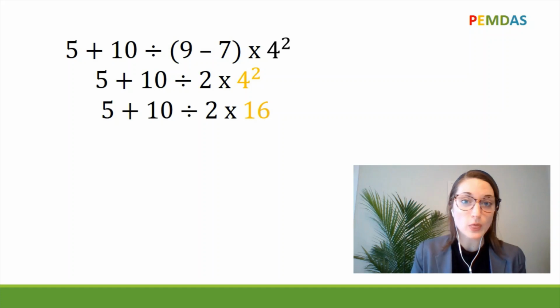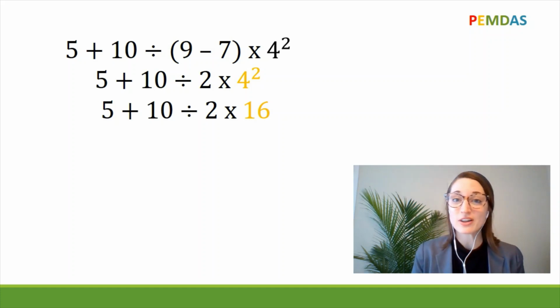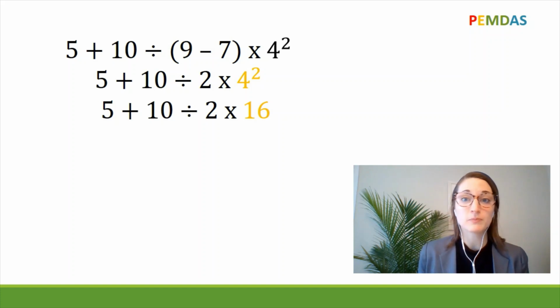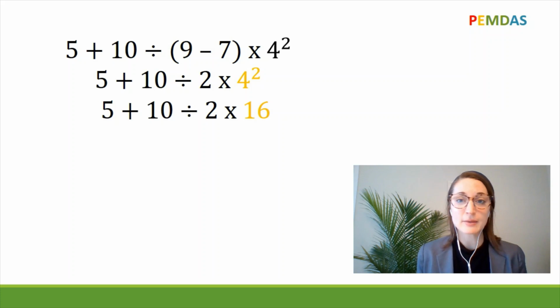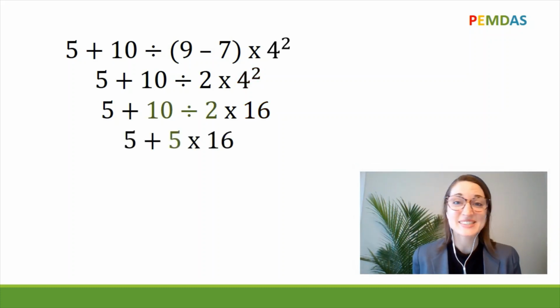Since we finished all the parentheses, we're now going to move on to the exponents. Again, I'll rewrite the whole problem. 5 plus 10 divided by 2 times, okay, let's put the answer to the 4 squared, which is 4 times 4, which means 16. Look at this, our problem keeps getting simpler with every step. Now we have 5 plus 10 divided by 2 times 16.